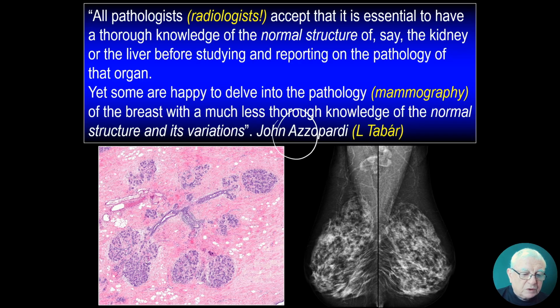John Azzopardi was the chief of pathology at the Hammersmith Hospital in London. He wrote something very interesting we have to think about. All pathologists accept that before they study and report the pathology of the kidney or a liver or any other organ, they have to understand and they have to study the normal structure of the kidney, the liver, and other organs. Unfortunately, some don't do this. They delve into pathology of the breast without knowing the normal structure and its variations. And this is so true, dear colleagues, so true.